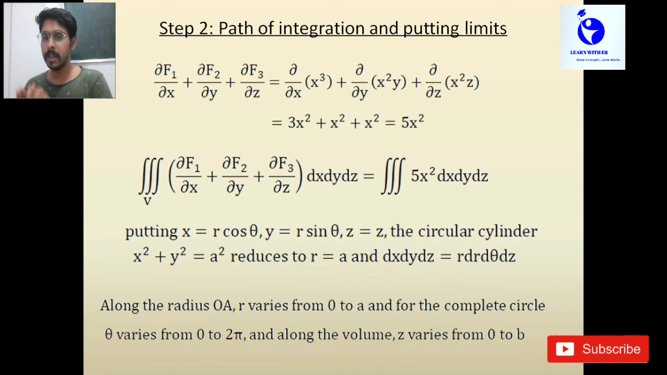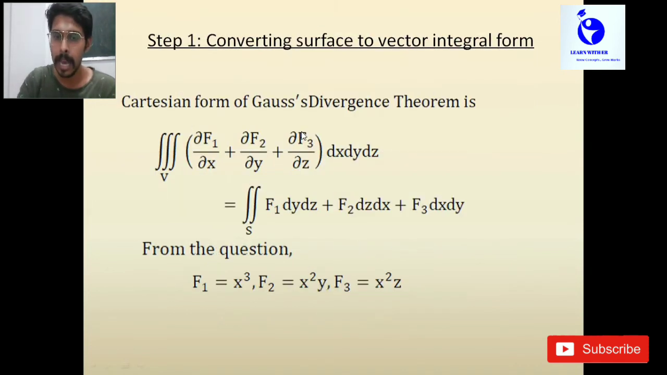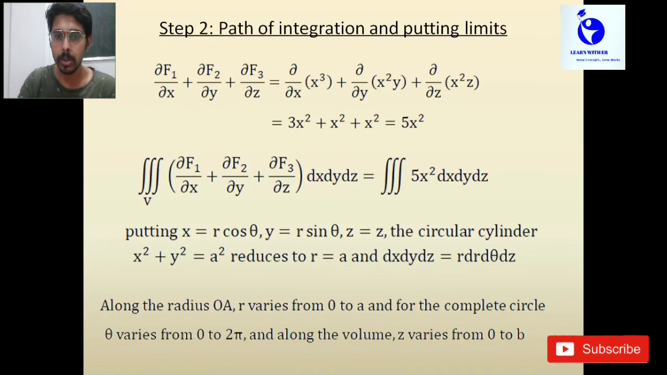Now, along the radius OA, r varies from 0 to a, which has been clearly mentioned in the diagram. At the center r is 0, and at the periphery of the circle r equals a. This is the variation range of r. As for theta, it goes from 0 to 2 pi. It is pretty clear because 0 means the start of the circle and 2 pi means the completion of the circle. And along the volume, we have already mentioned z varies from 0 to b.